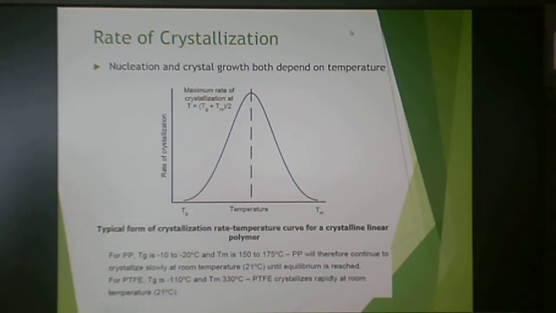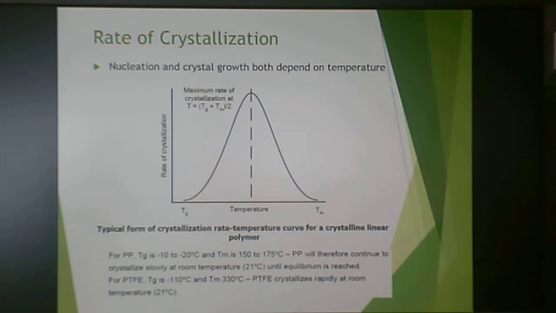So here we have the rate of crystallization on the y-axis, and temperature on the x-axis. Here is Tg, and here is Tm. The maximum rate of crystallization occurs at the average between these two, so (Tg + Tm)/2. That is the point at which you will have the maximum rate, or the fastest crystallization occurring. This depends on the material you're talking about, and this is for a semicrystalline linear polymer.